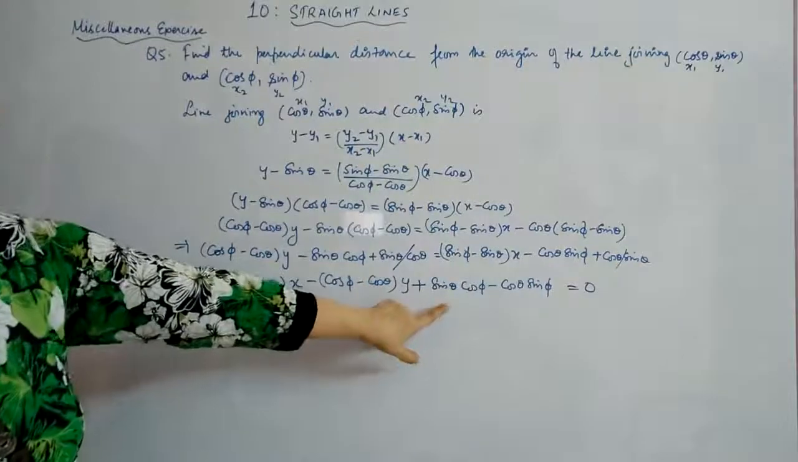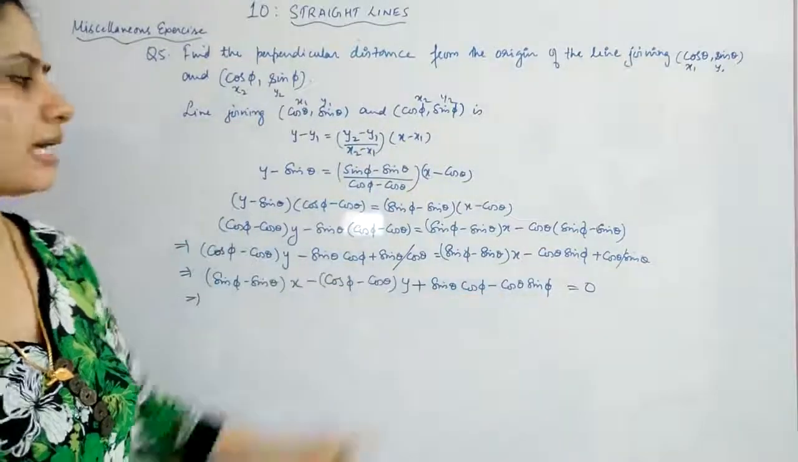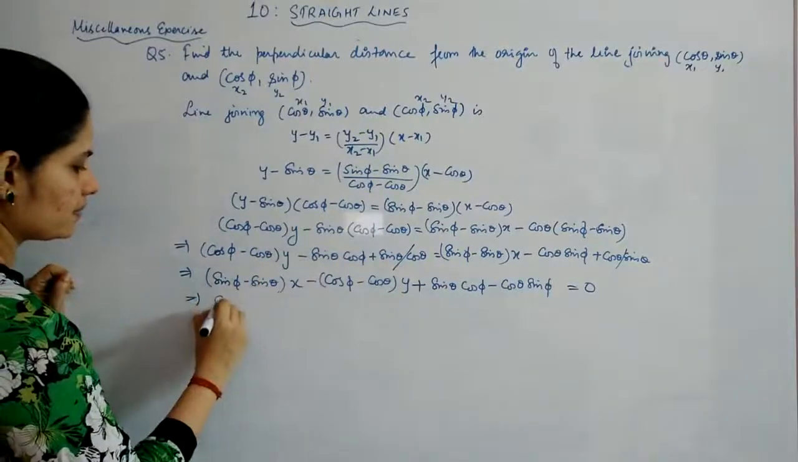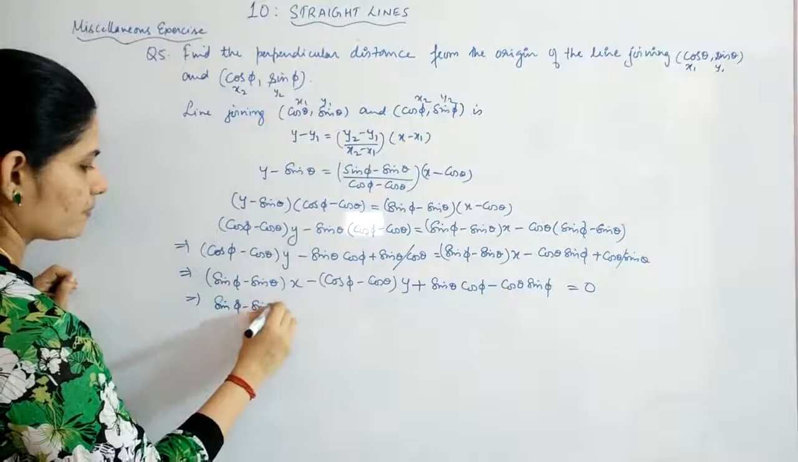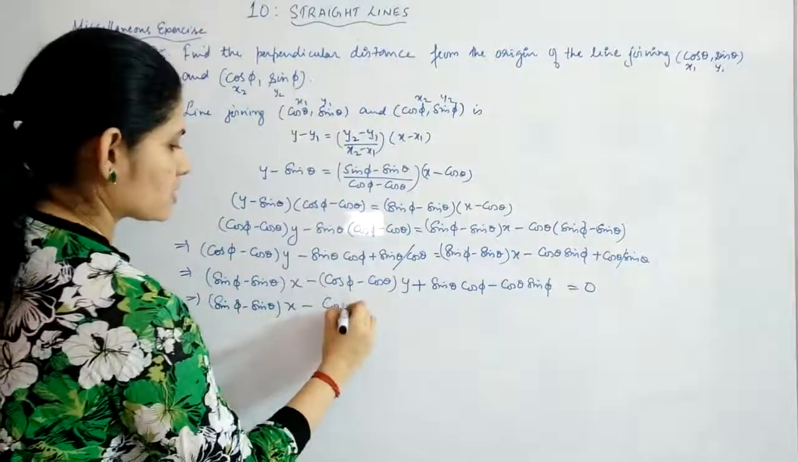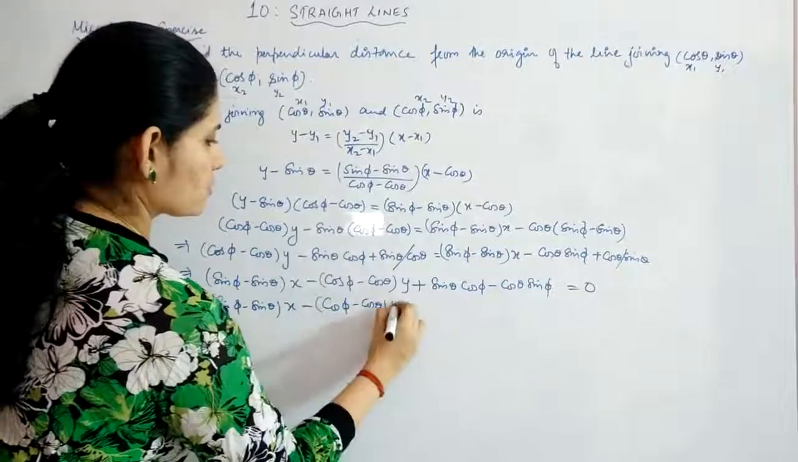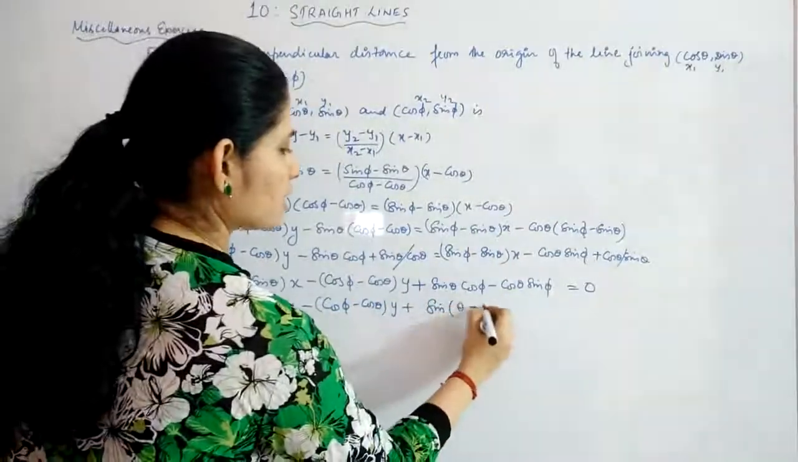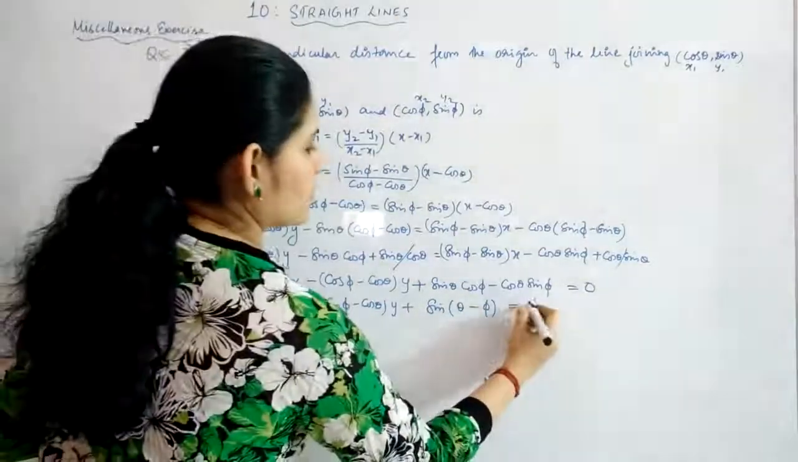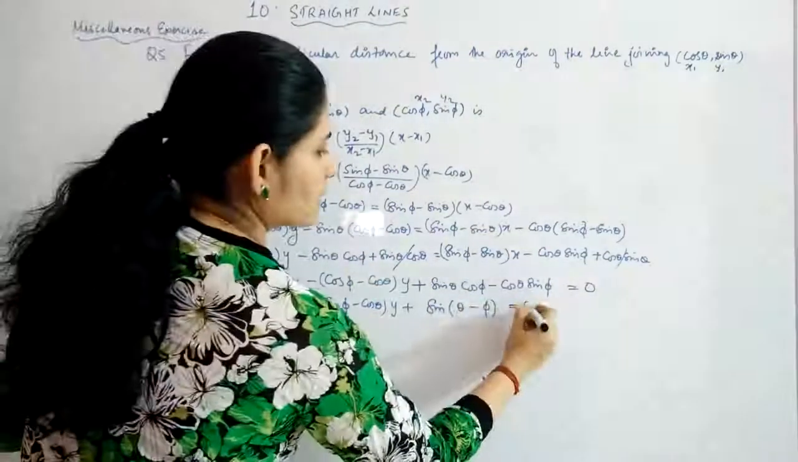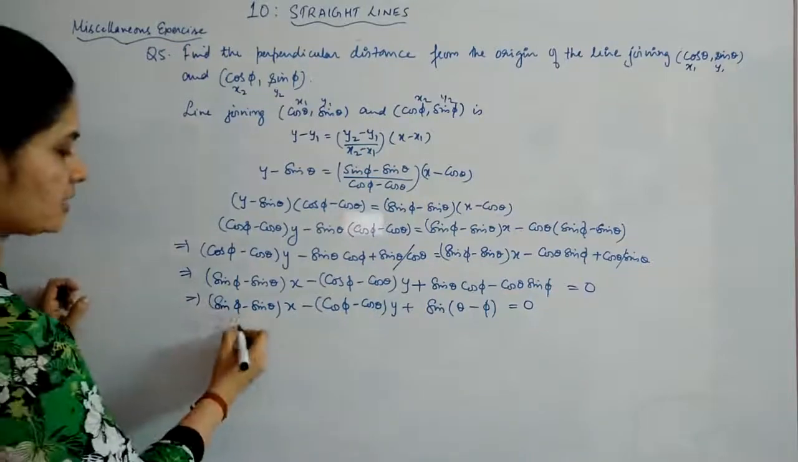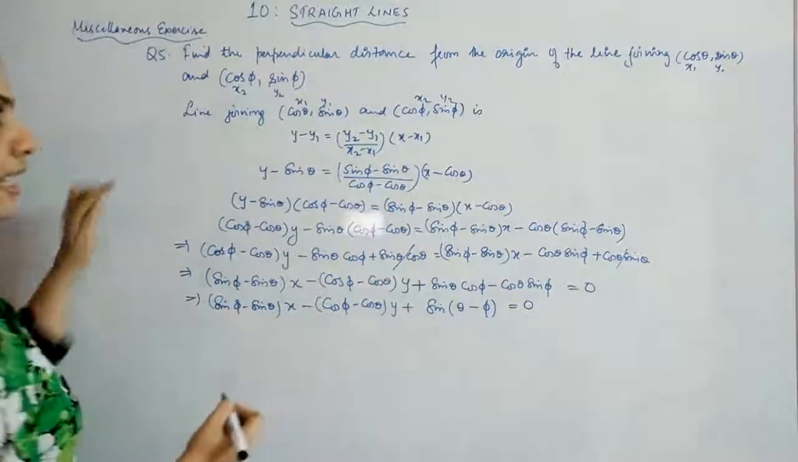Now what is this? Sine theta cos phi minus cos theta sine phi. Sine A cos B minus cos A sine B is sine of A minus B. So you will get sine phi minus sine theta into x minus cos phi minus cos theta into y plus sine of A minus B, that is sine of theta minus phi, equal to 0. Now you can see that this is in the form ax plus by plus c equal to 0. So we are just taking this as A, this is B, this is C, and now finding out the perpendicular distance.